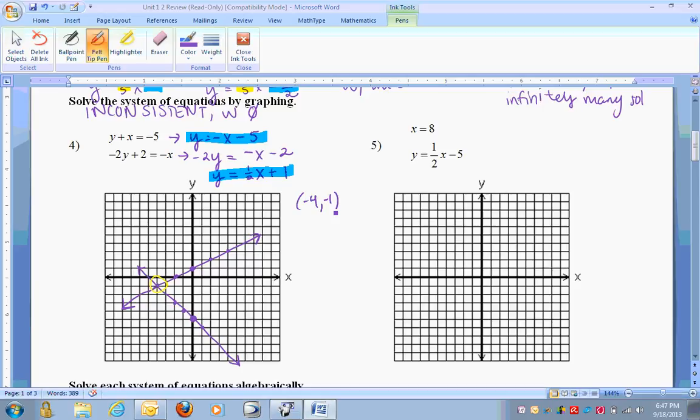Okay, let's move on to problem number 5. X equals 8 is going to be a vertical line because every point on that line has to have an x value of 8. So if I just wanted to have a couple points with an x value of 8 and then draw that line.